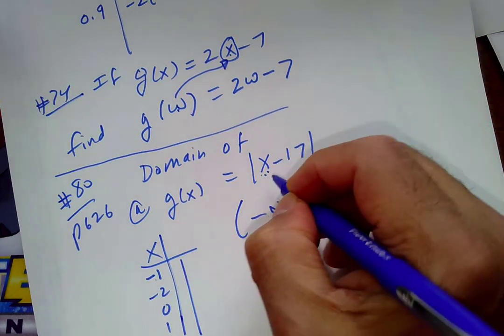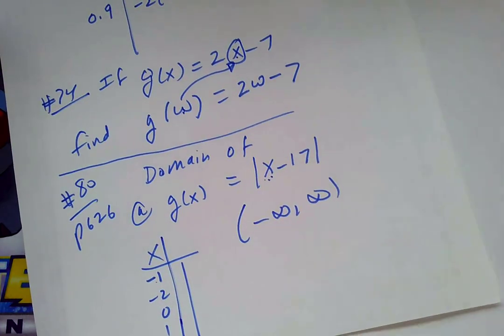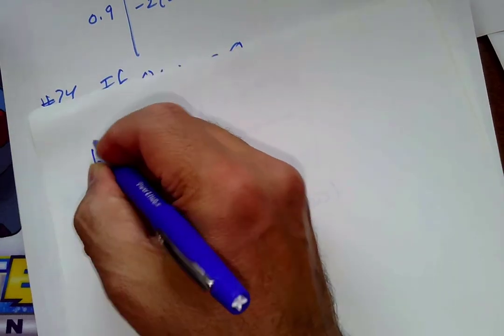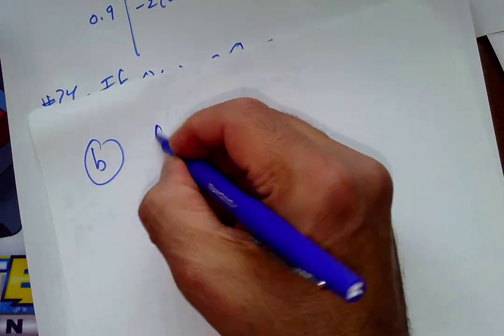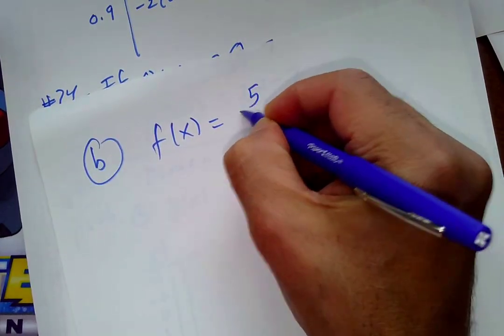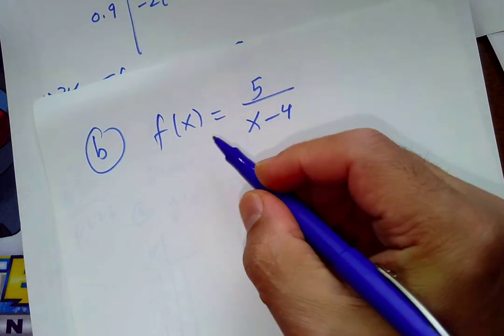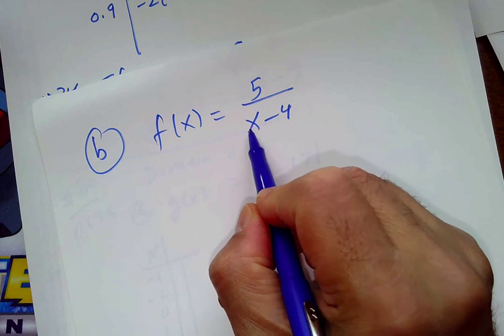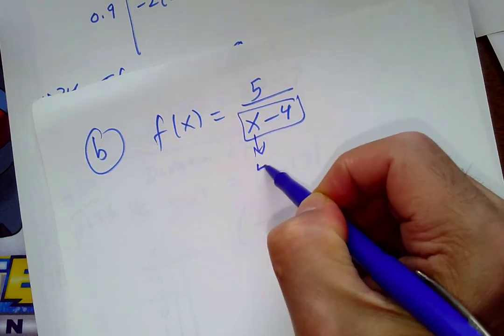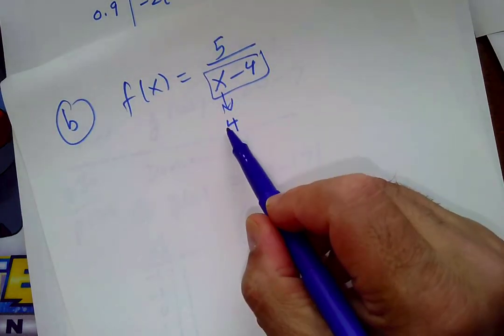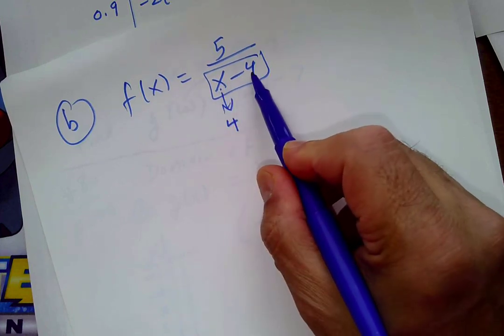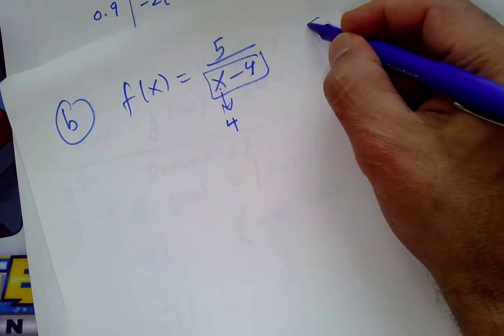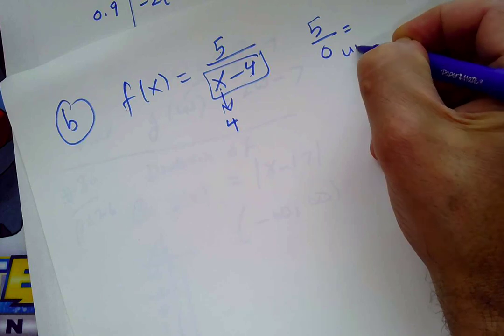Any number can be plugged in and paired with a y value. Now, it's not always going to be like this. Look at part B. F of x equals 5 over x minus 4. It looks like I can plug in 0, 1, 2, negative 2, 3, as long as I don't plug in a 4. Why is 4 not going to be good? Because 4 minus 4 is 0, and a number divided by 0 is undefined.